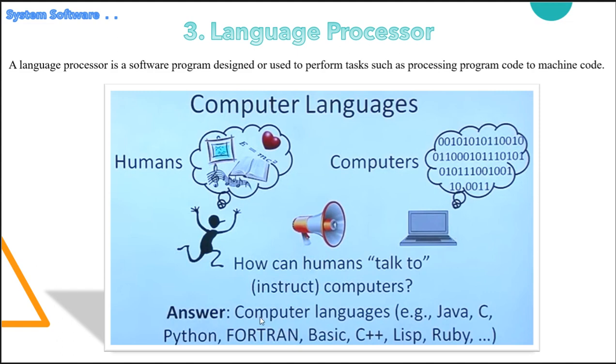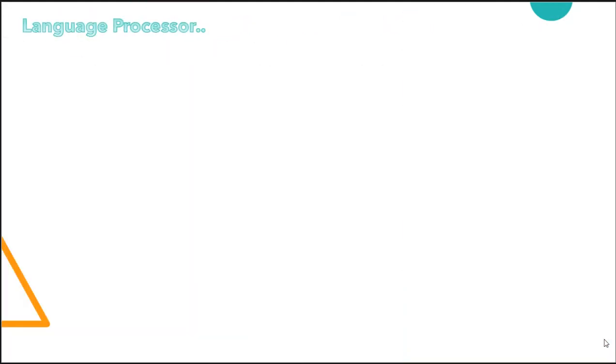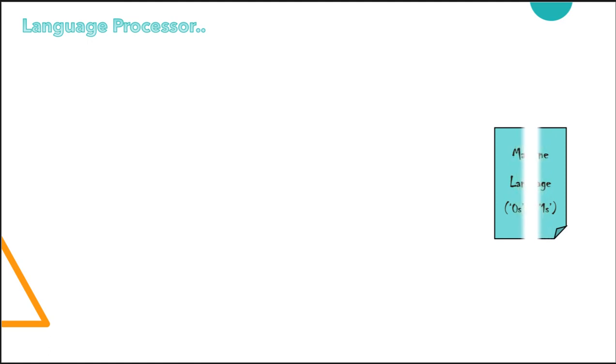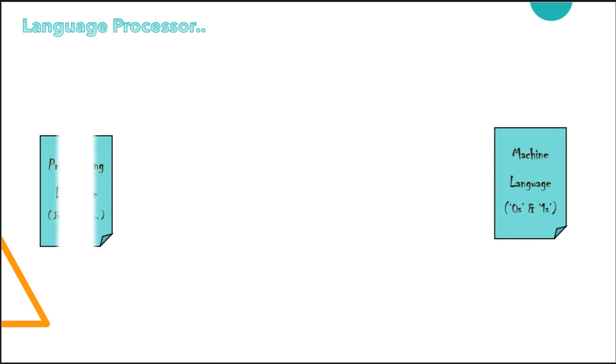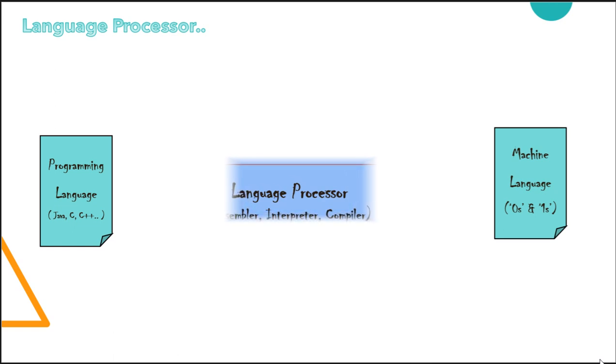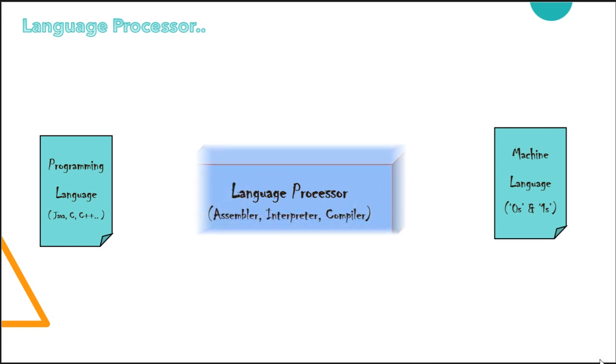So here you can also see on the screen how a human can talk to or instruct a computer. The answer is in computer languages. But the problem is our computer can only understand language in zeros and ones. So each software is created by writing programs in computer languages like Java, C and C++. Programs written in these languages cannot be recognized by a computer. Here, a language processor plays a vital role in translating the programming language into machine language.